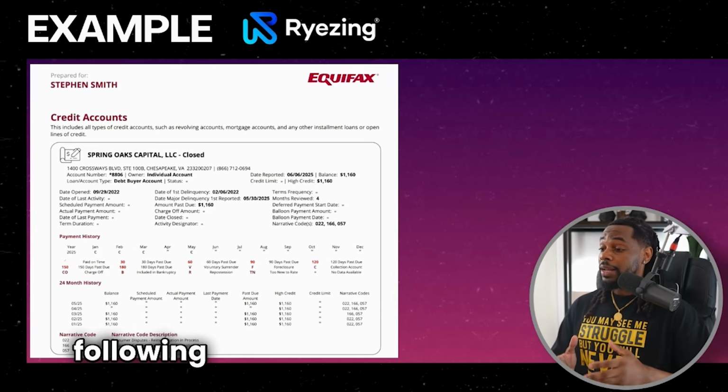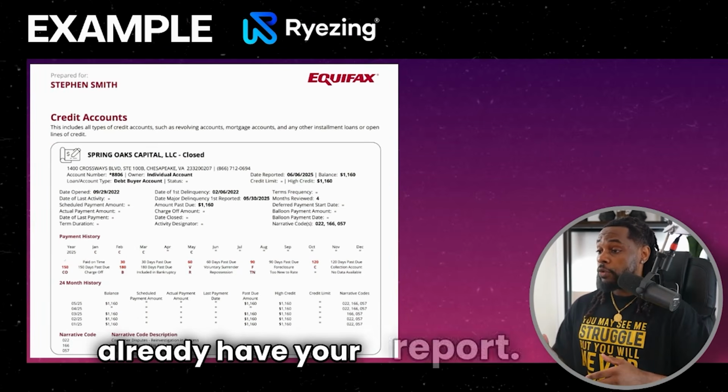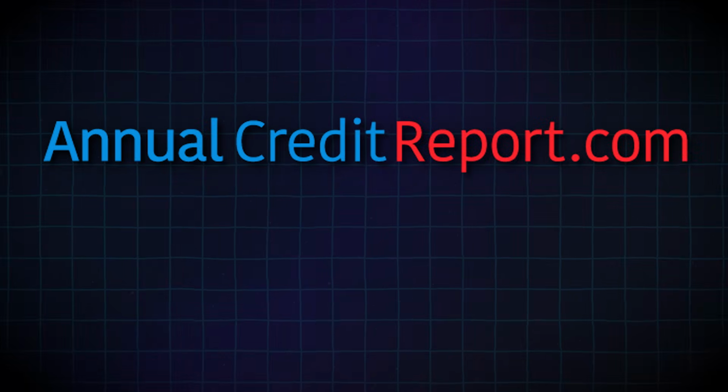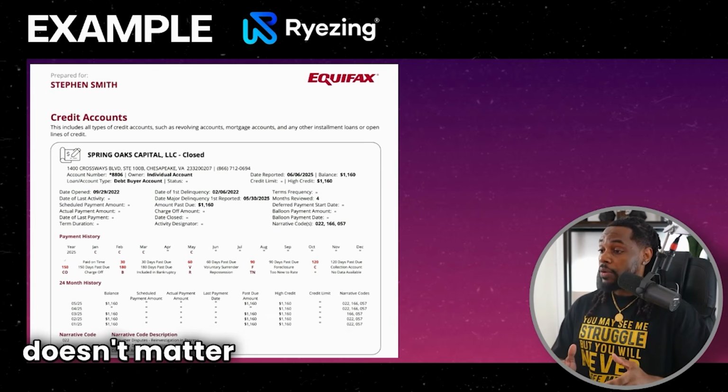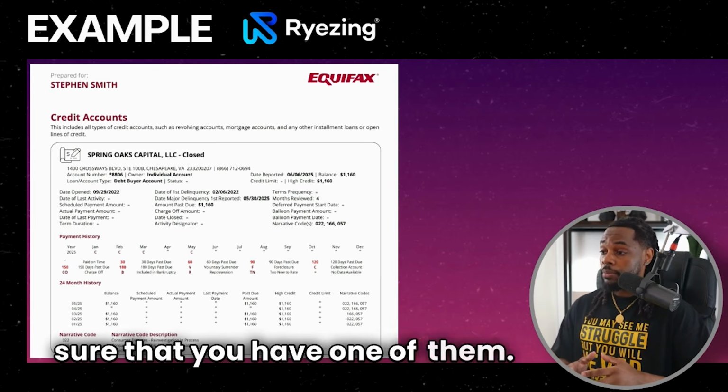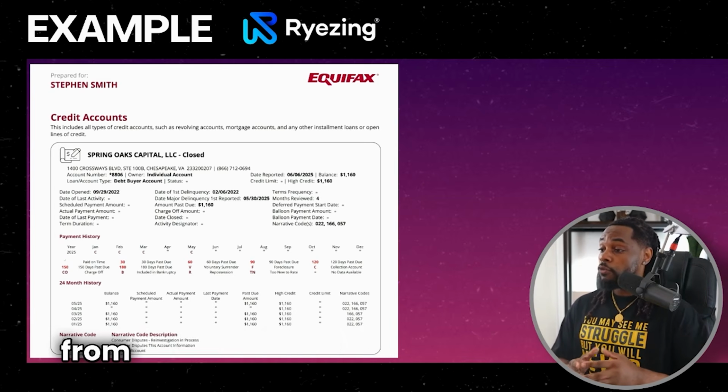All right, so if you're following along with me, you already have your report. You either got it from annualcreditreport.com or you have your report from rising.com. It doesn't matter which one, but make sure that you have one of them. Now, I'm going to give you an example from an old report and exactly what you need to look for.